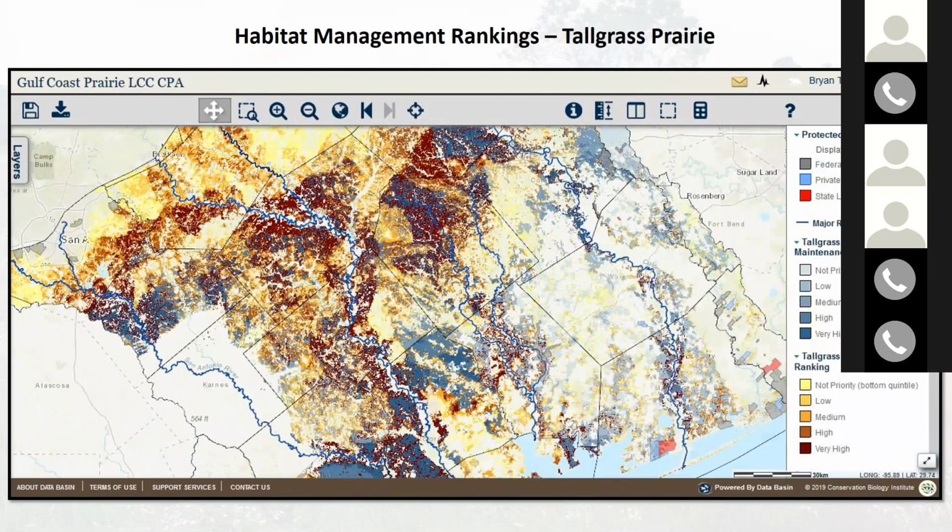Then we have the management rankings, and these are broken up into two different types. There's the maintenance rankings in blue and the restoration rankings in yellow to red. The way these are separated is based on habitat quality. Instead of basing it on the overall ecological integrity ratings, we focused on the habitat quality ratings because habitat quality, like I was saying before, reflects the site level condition of the habitat.